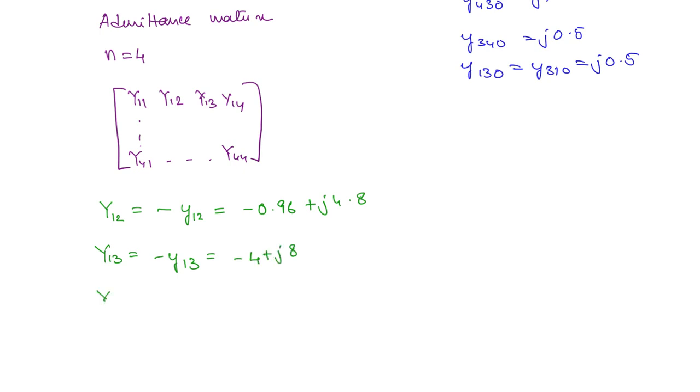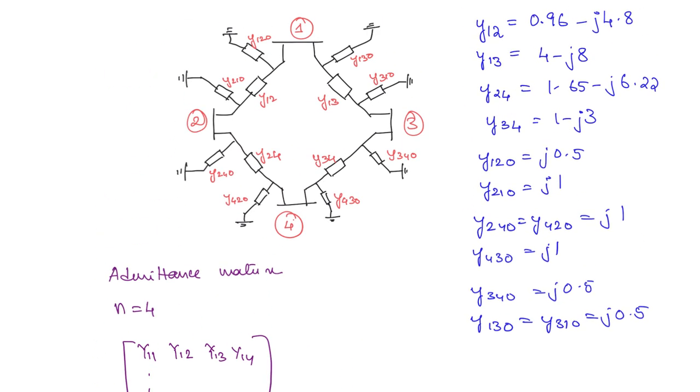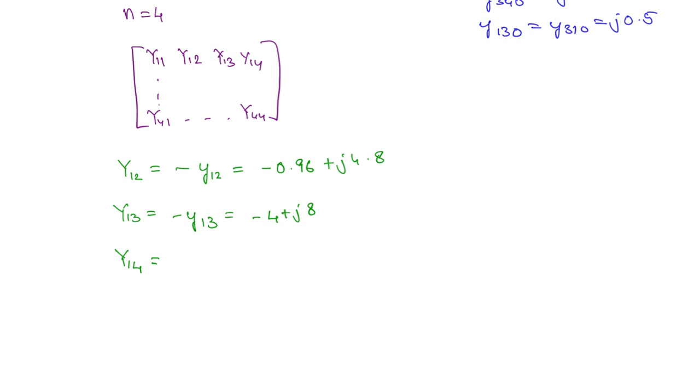Now the last element in this row, Y14. You can see that there is no transmission line between bus 1 and bus 4. So what will be the admittance? It is simply going to be 0. So Y14 is 0. Now what is Y21? This will be the same as Y12 because it is also the admittance of the transmission line between 1 and 2. You can complete all of the off-diagonal elements in a similar manner.